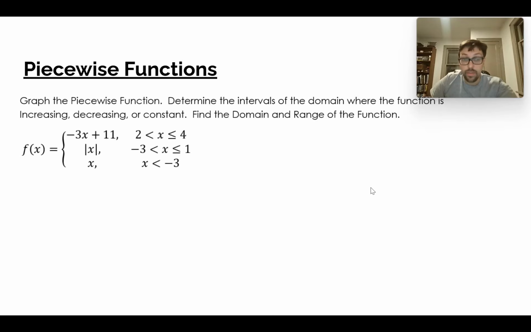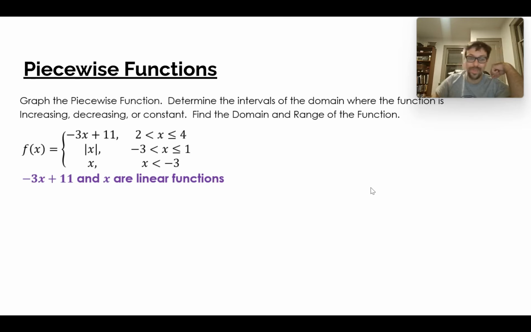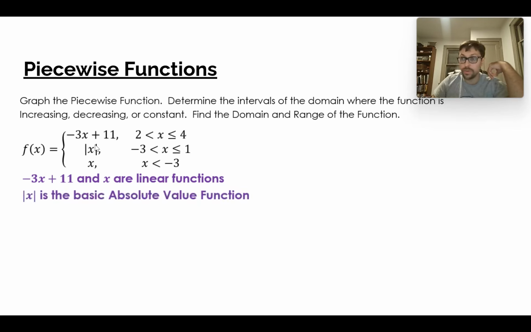In this example, we've got another linear, -3x plus 11, and that -3x should be decreasing the whole time, and that x should be increasing the whole time. And our absolute value is going to be just our regular absolute value, so it should look like a V. So let's go into Desmos and see what this will look like.